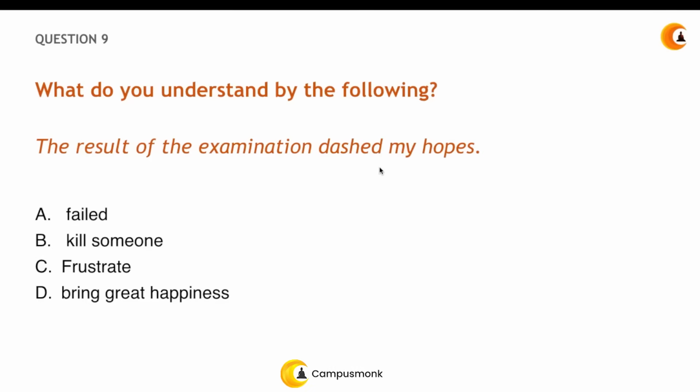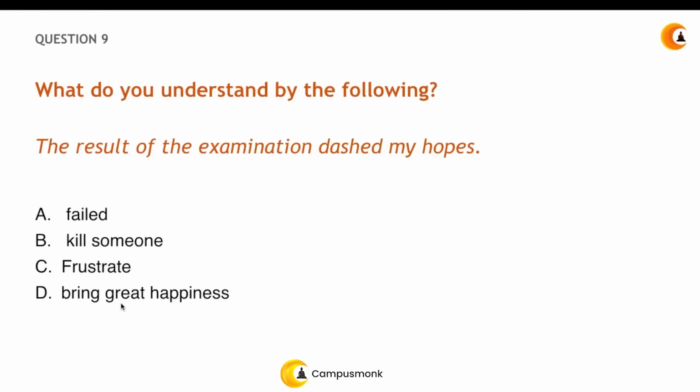right? Because dashed your hope, breaking your hopes, is not failing. Failing your hopes means you have tried for the hopes and you failed. But you have not tried. You were thinking about your hopes, and this result just damaged your hopes. Okay? So it's like kill someone. Why will you kill someone if your result is bad, right?